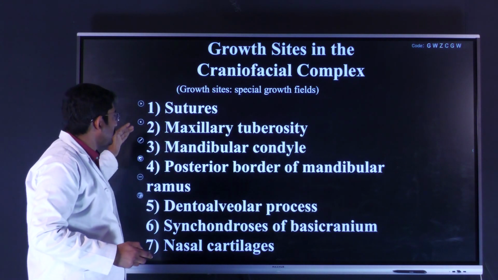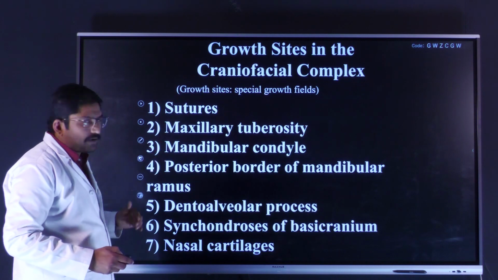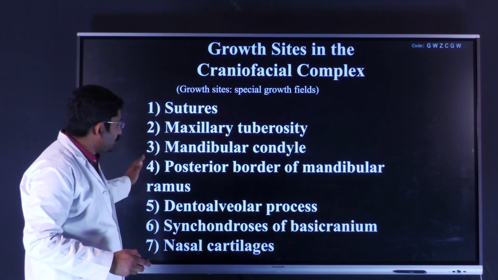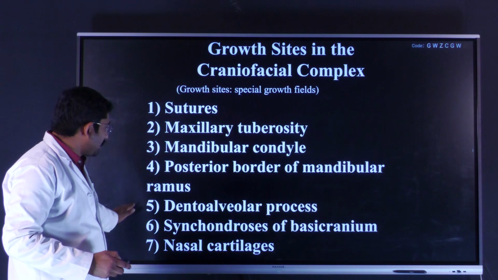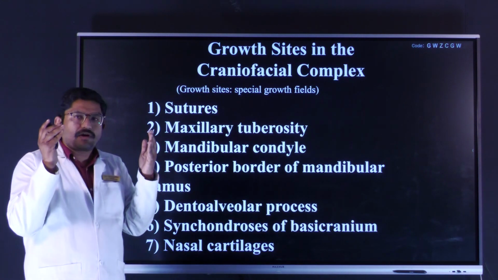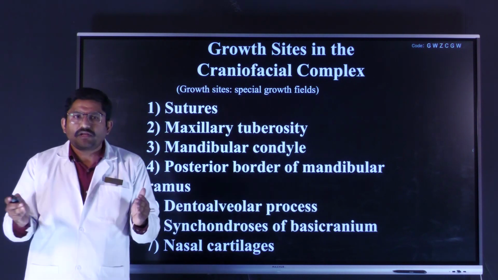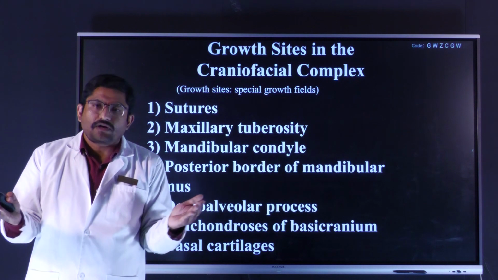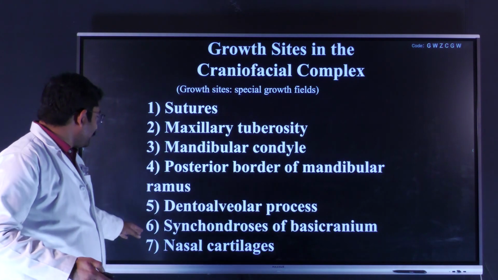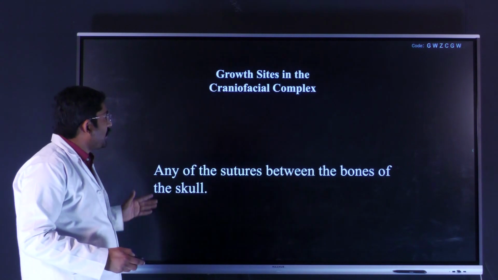The sutures, the tuberosity, the mandibular condylar area because of the condylar cartilage, the posterior border of the mandibular ramus, and the dentoalveolar process which holds the teeth, because the teeth are slowly erupting into the oral cavity, the deciduous teeth and the permanent teeth. When they erupt, they grow the surrounding structures as well. Nasal cartilages: cartilage is a site of growth.